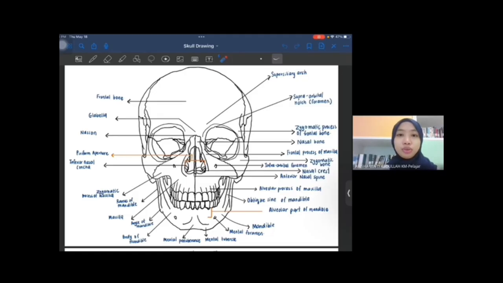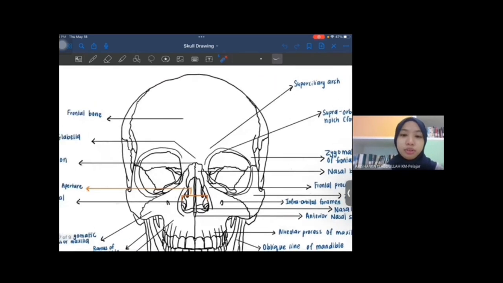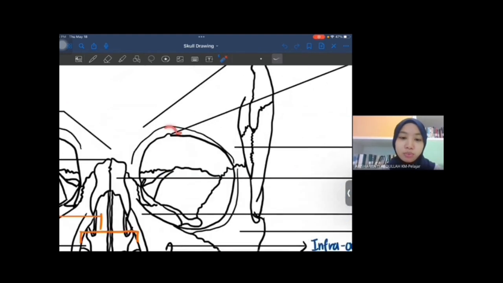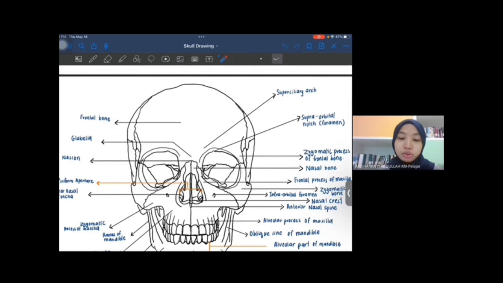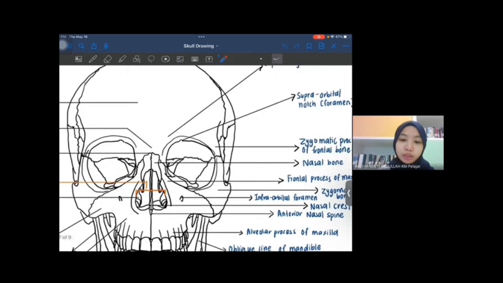So this is the drawing of the anterior view of the skull that I have drawn using an iPad. So this is the frontal bone. This is the frontal bone of the skull because it's located at the front. And here is the supraciliary arch, and here is the orbital notch or supraorbital foramen. Here it consists of the zygomatic process of the frontal bone.